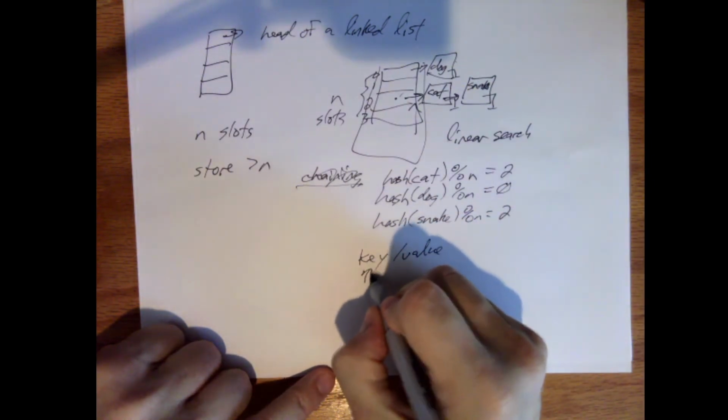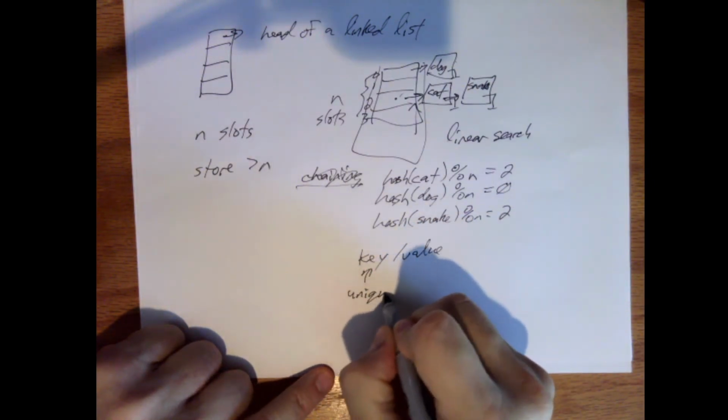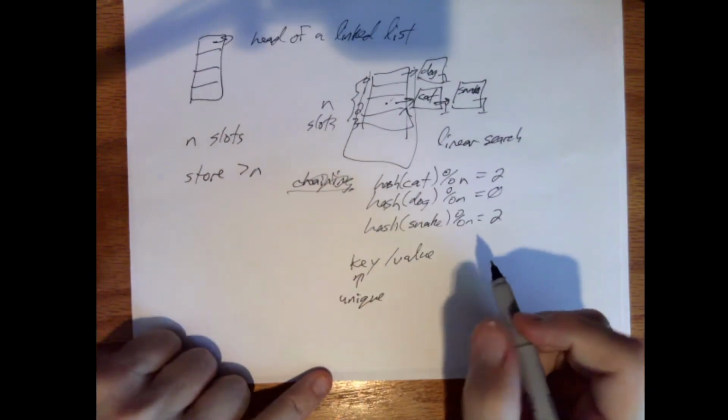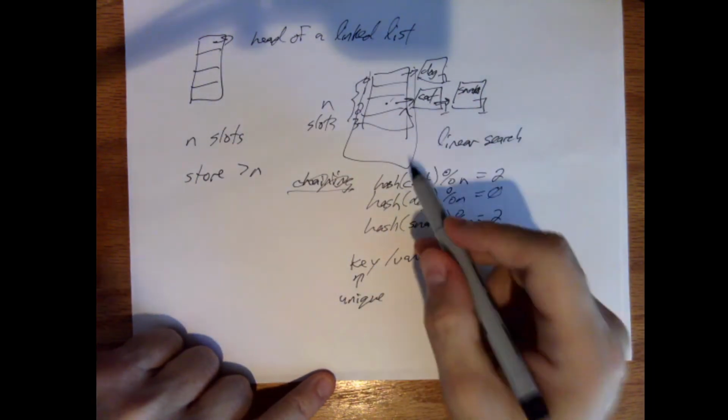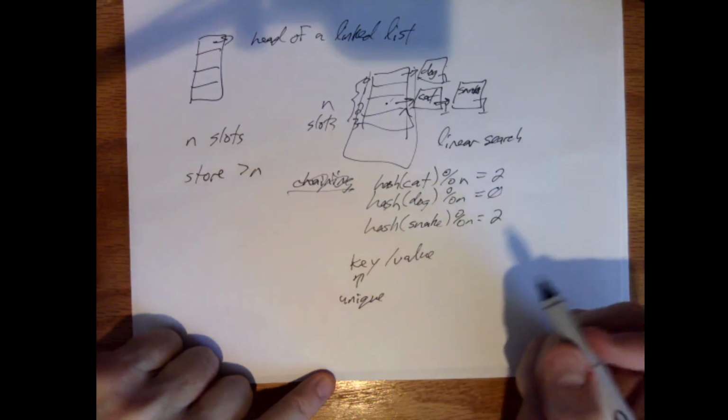And keys need to be unique. But what if I give you the same key twice? Well, since they have to be unique, I can't store two of the same things. That means all I do is change the value.